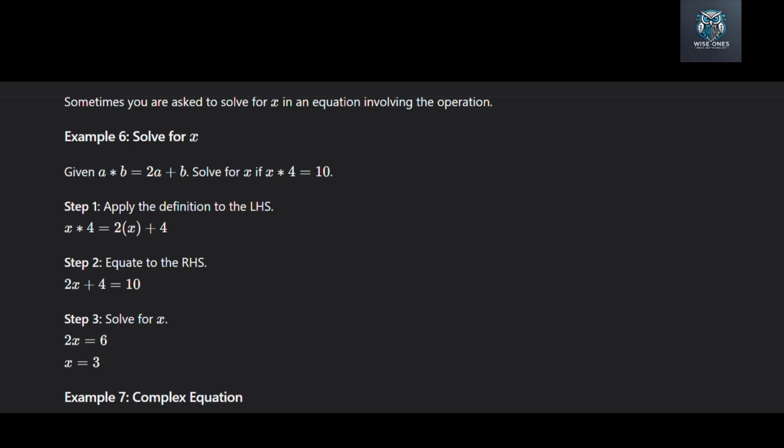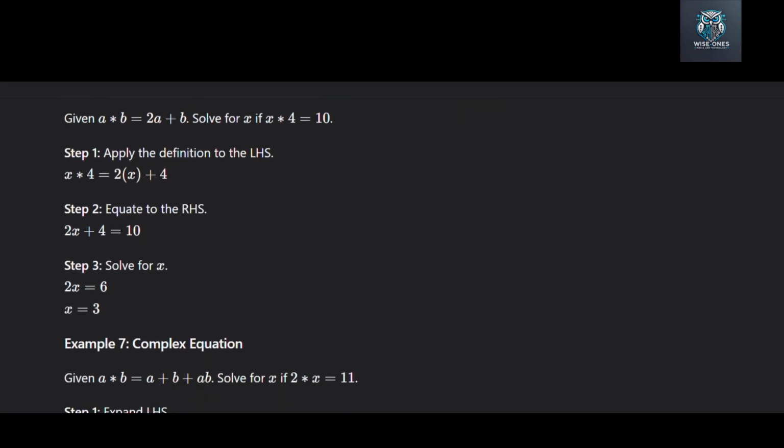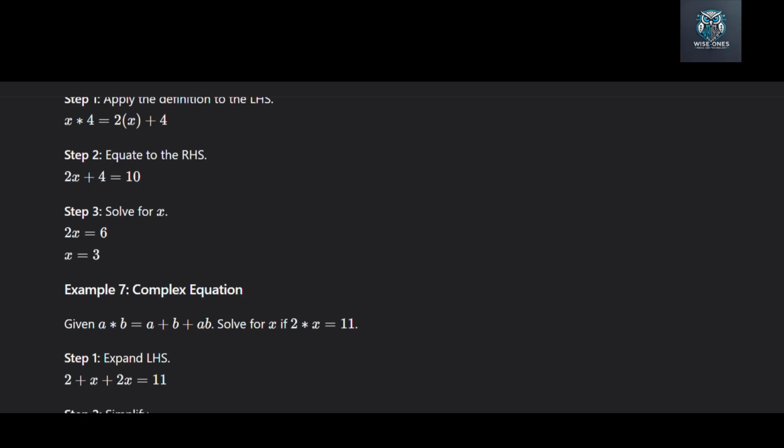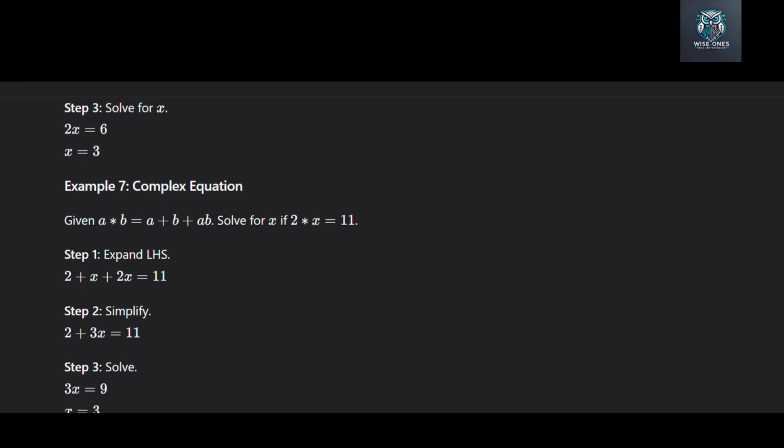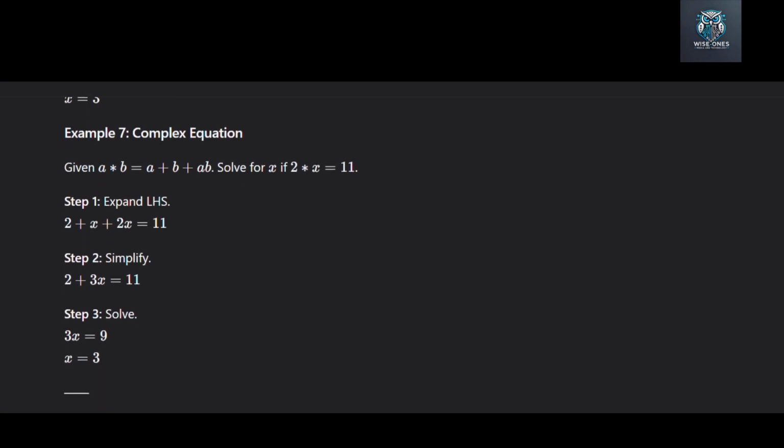Let us try example 7. Complex equation. Given A star B equals A plus B plus A times B. Solve for X if 2 star X equals 11. Step 1, expand left-hand side. 2 star X becomes 2 plus X plus 2 times X. Step 2, simplify. X plus 2 times X is 3 times X. So 2 plus 3 times X equals 11. Step 3, solve. Subtract 2 from both sides. 3 times X equals 9. Divide by 3. X equals 3.